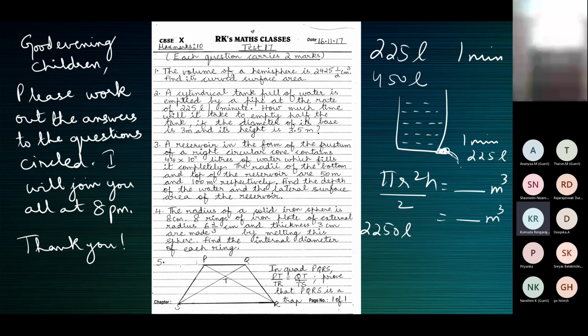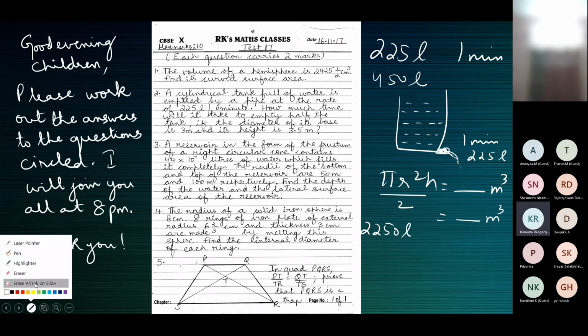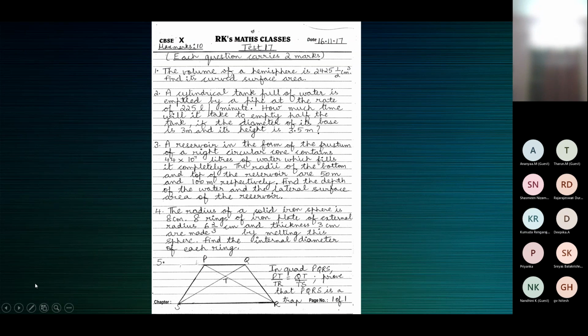Now I was talking about that one equation, right? Now I'll tell you that equation. You should understand that volume is always area of the cross section into height. Now when it is a hollow cylinder, the cross section is a ring. Ring meaning this one.